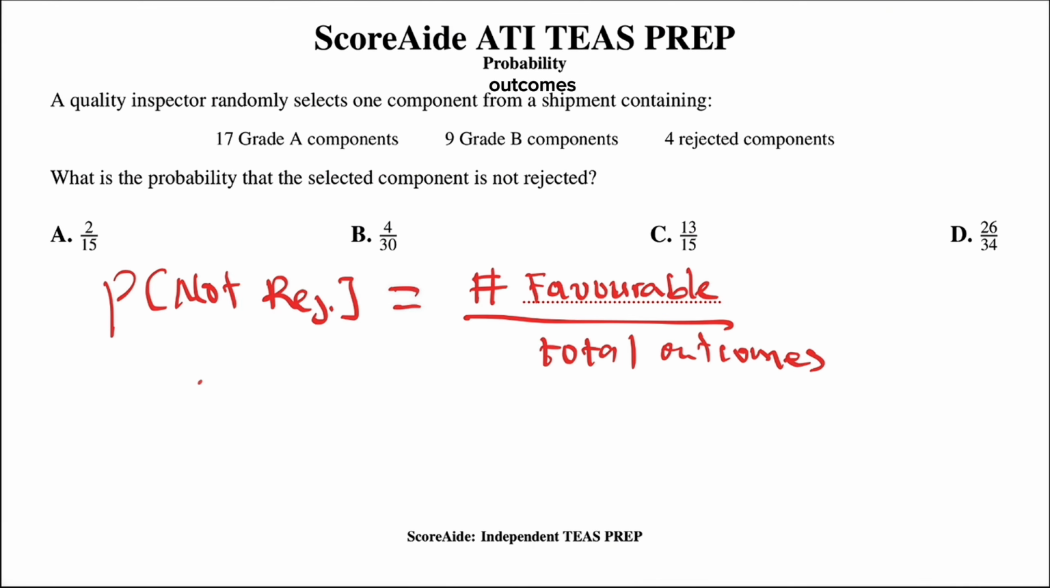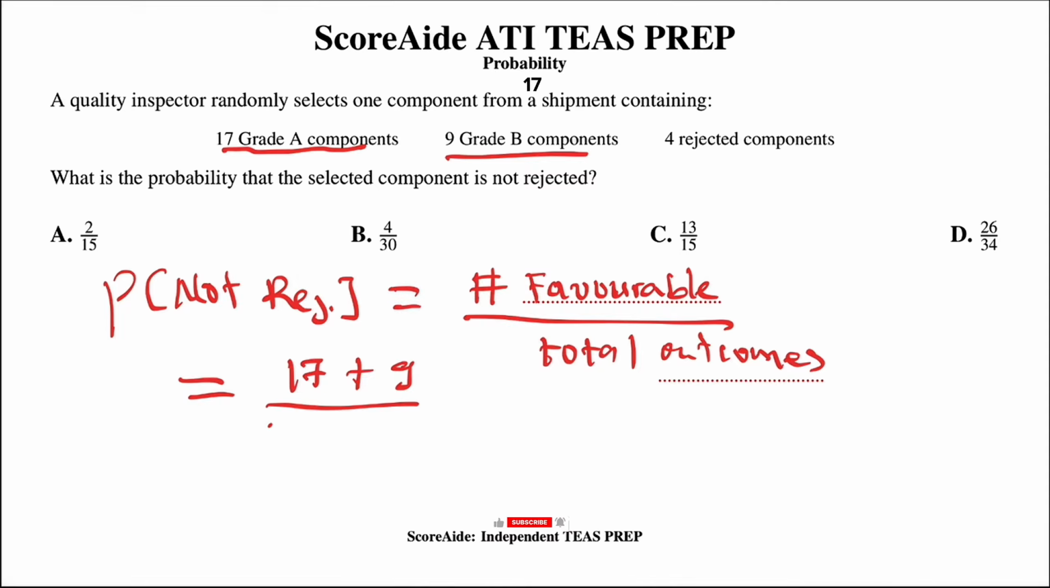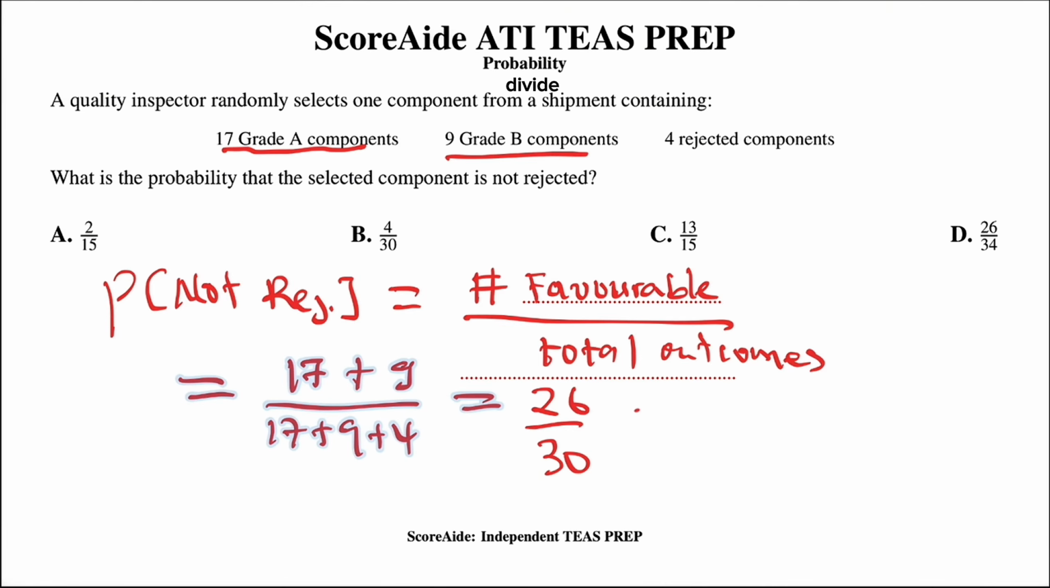So for favorable outcomes, not rejected, we mean that we are considering grade A and grade B components. Therefore the total number of favorable outcomes is going to be 17 grade A components plus 9 grade B components, all this divided by the total number of outcomes, which is 17 plus 9 plus 4. So that is going to give us 26 over 30. We can divide top and bottom by 2, and we have 13 over 15. And that will be the probability, and the answer is C.